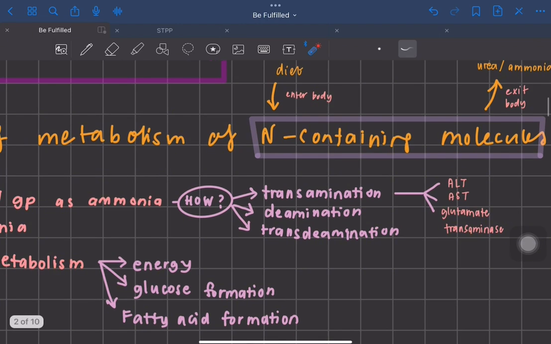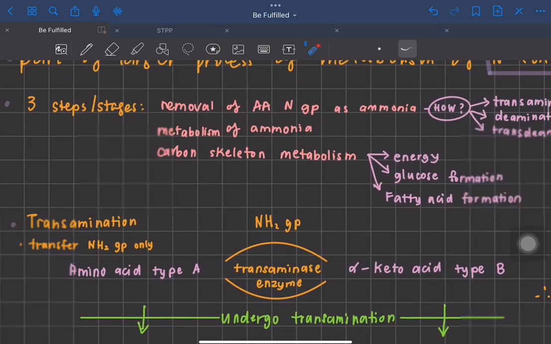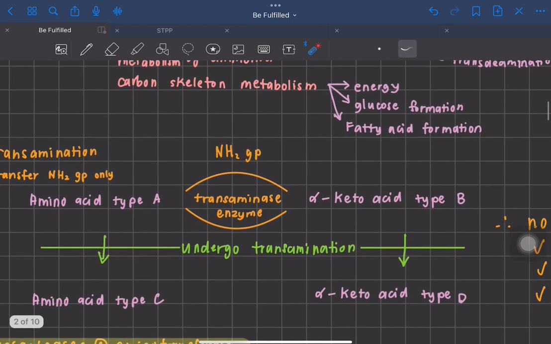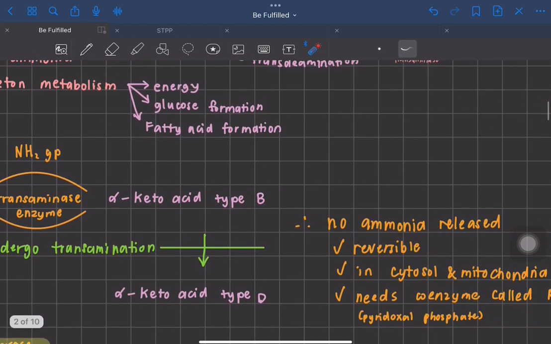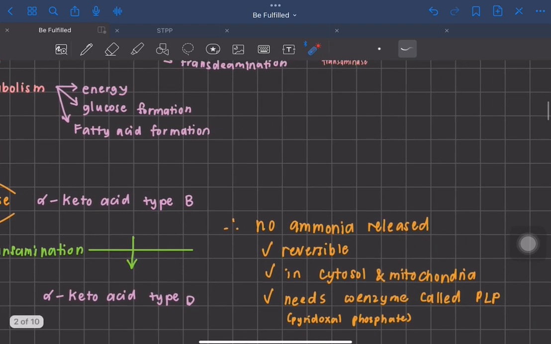Okay. So now we want to compare between all these 3 enzymes. Okay, so all the 3 enzymes are involved in what we call transamination process. Function dia adalah untuk transfer NH2 group only. Then, we will know that there is no ammonia released. Transamination is reversible and it happens in cytosol and mitochondria. Then process transamination needs coenzyme called PLP or pyridoxal phosphate.